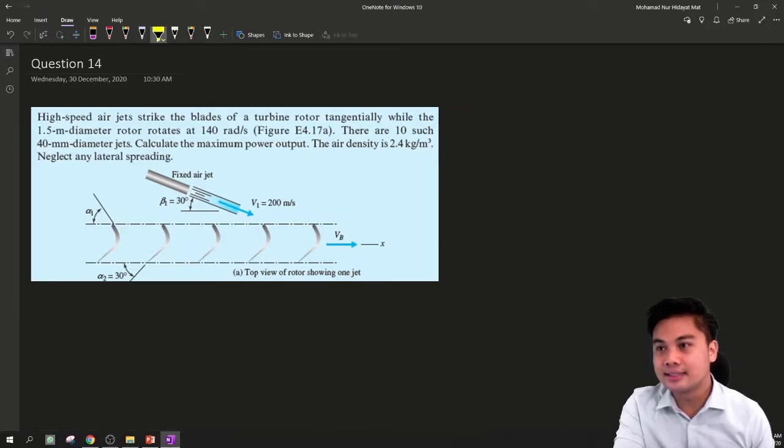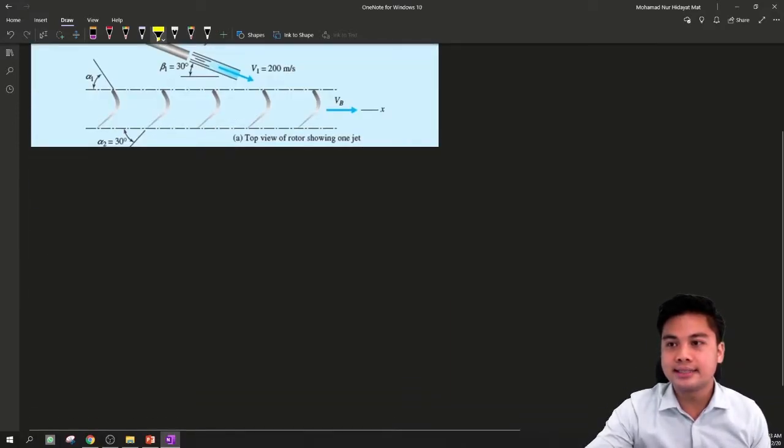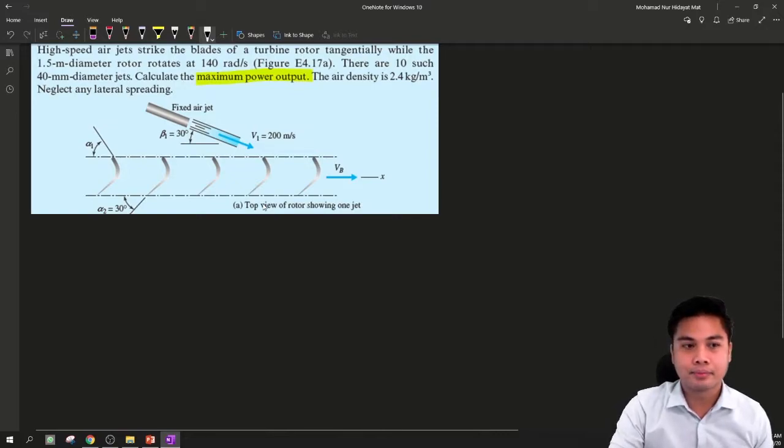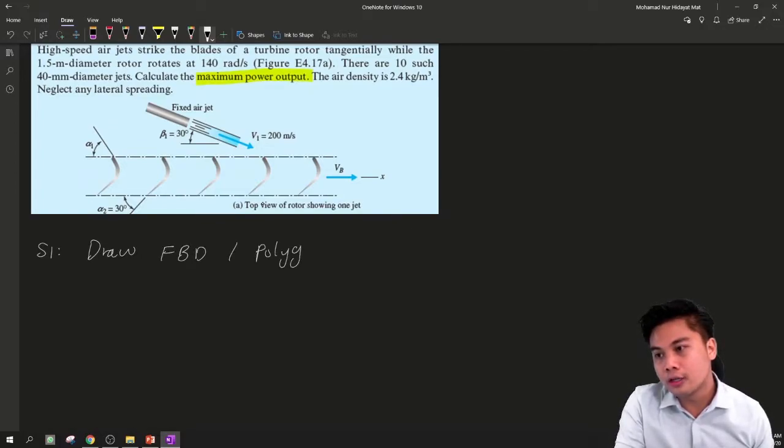So what's the question asked? Calculate the maximum power output. Alright, so in this case, step number one, we need to draw the free body diagram or polygons of velocity vector. Let's say this is point number one and the outlet to be point number two.